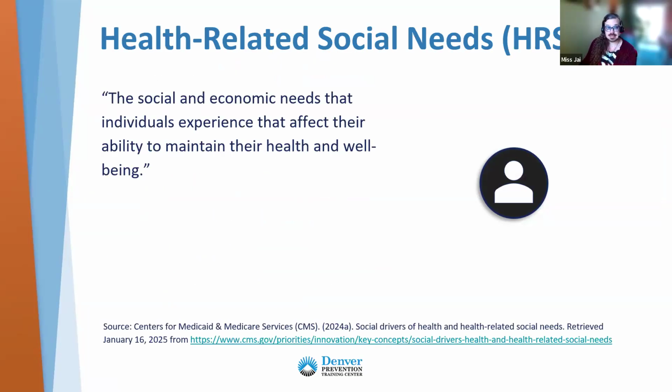Before we dive too deep into this discussion, we should set some definitions. So first, let's look at HRSNs. According to the Centers for Medicare and Medicaid Services, HRSNs are the social and economic needs that individuals experience that affect their ability to maintain their health and well-being. HRSN refers to individual level factors such as financial instability, lack of access to healthy food, lack of access to affordable and stable housing and utilities, lack of access to health care, and lack of access to transportation.